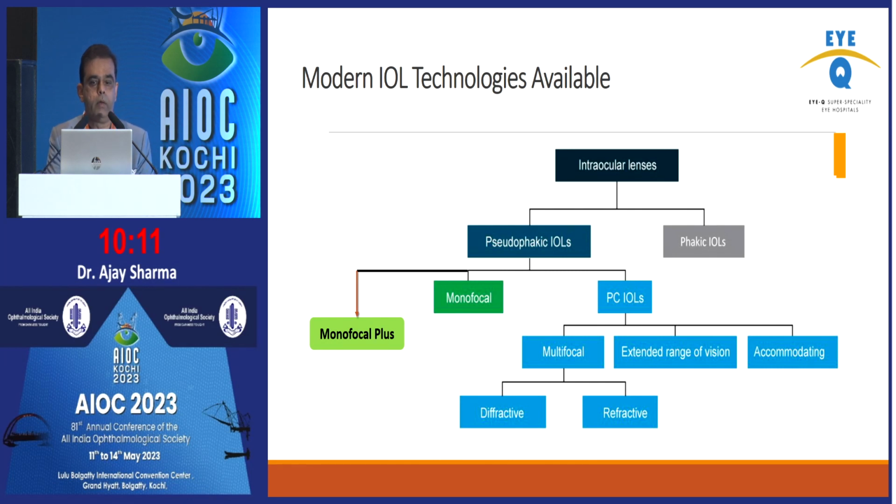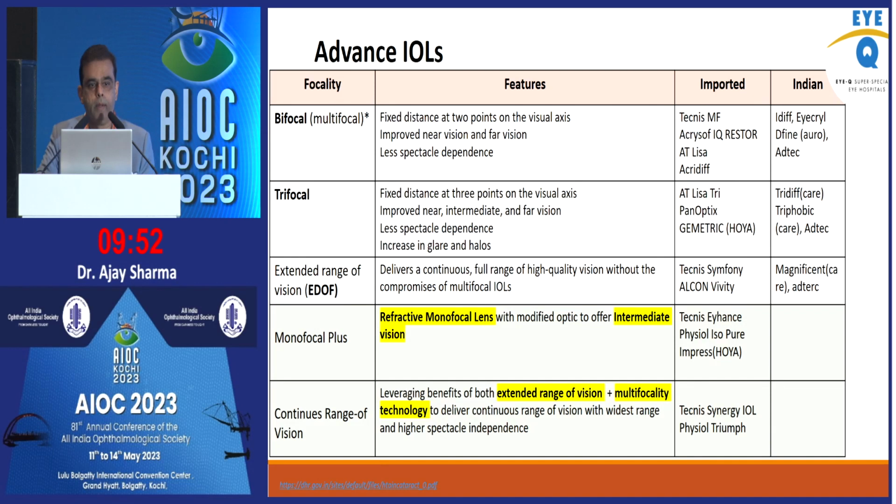In the pseudophakic, we have monofocal and the bifocal lenses or the multifocal lenses. There's a new thing which has come up, the monofocal plus lens. Multifocal can go with the diffractive, refractive, and the other can be extended range of vision, and then it can be accommodative IOLs also, which are no more used most of the time here. So normally we'll see how we use these bifocals, trifocals, and all.